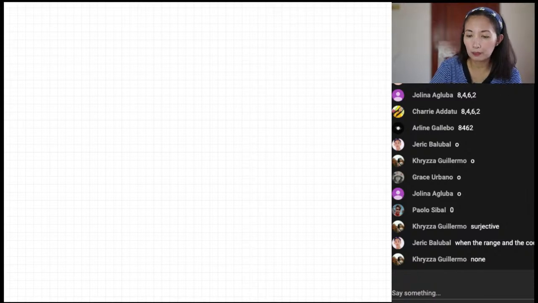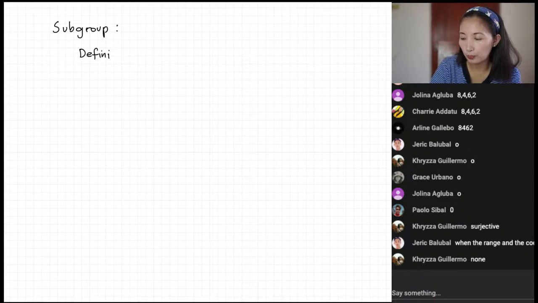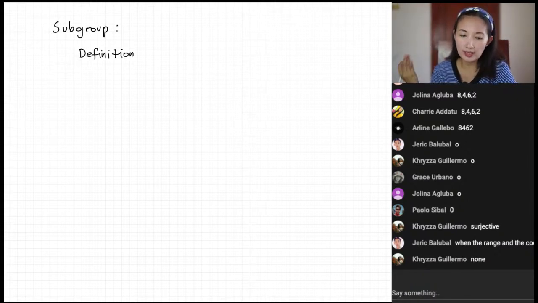For subgroup, last for this morning, it's 12:21. I'll just give you the definition of a subgroup and give you one example before we end the session. So, subgroup by definition, from the word itself, sub, group. From a group, we form a smaller set which satisfies all the properties of a group, and therefore we call it a subgroup.